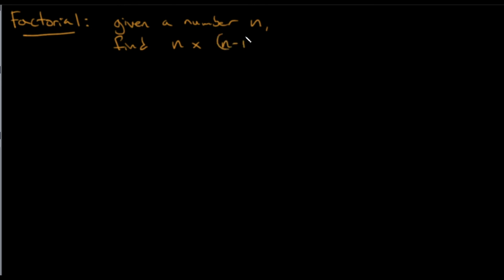Let's talk about finding the factorial of a number. I'm sure you've probably heard of this in your math classes or CS classes, but just as a refresher, and for those of you who haven't heard of this problem yet, what factorial says is that given a number n, we want to find n times n minus 1 times n minus 2 times dot dot dot all the way down to 1.